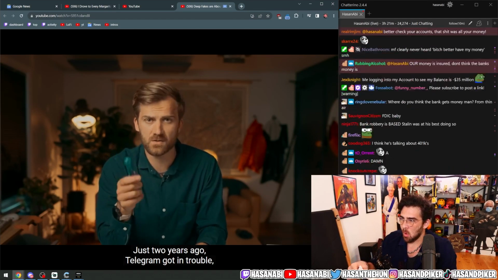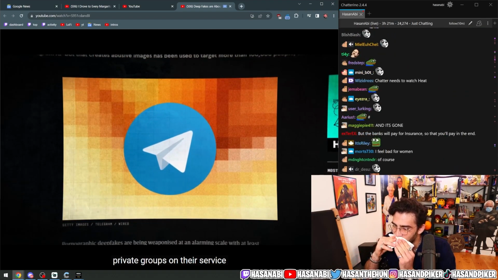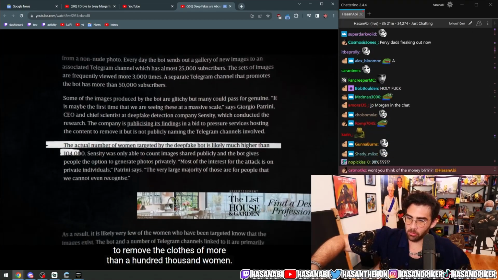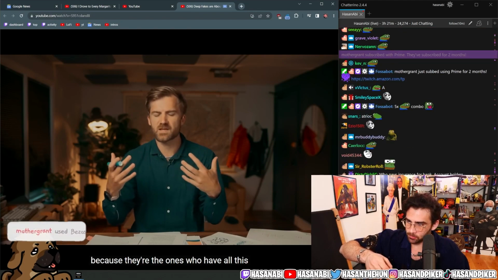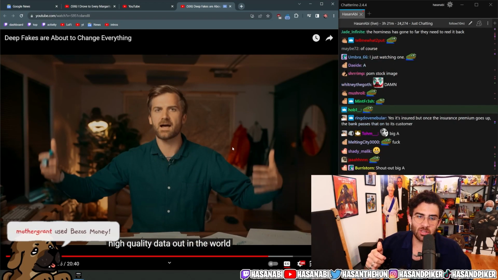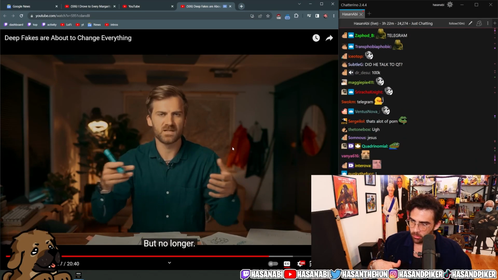Just 2 years ago, Telegram got in trouble because it was found that they had private groups on their service that were using deepfake technology to remove the clothes of more than 100,000 women. It used to just be the faces of celebrities because they're the ones who have all this high quality data out there that you can train a model on, but no longer.